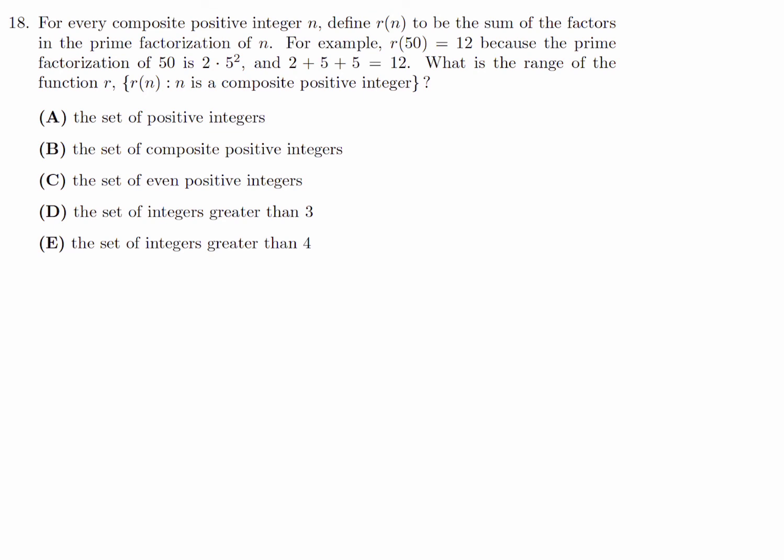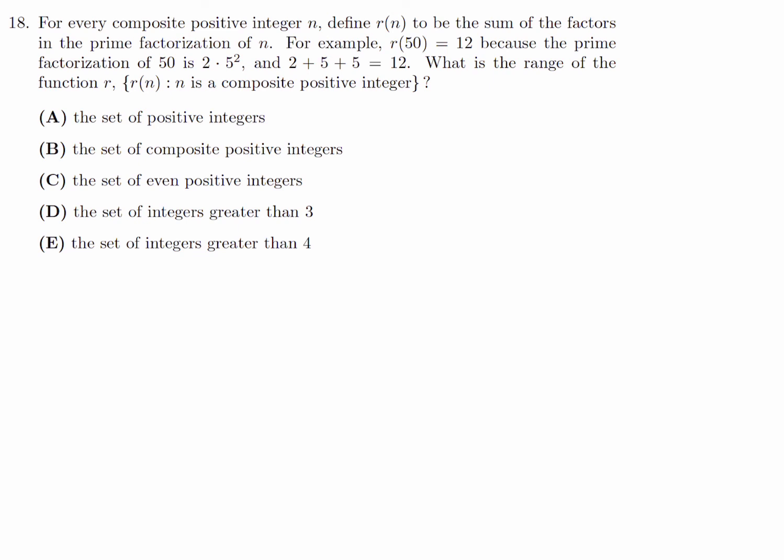For every composite positive integer n, define r of n to be the sum of the factors in the prime factorization of n. For example, r of 50 is 12 because the prime factorization of 50 is 2 times 5 squared, and 2 plus 5 plus 5 is 12. What is the range of the function r?